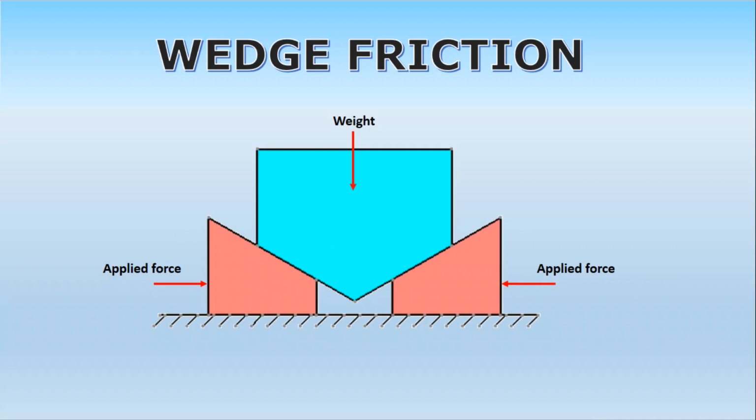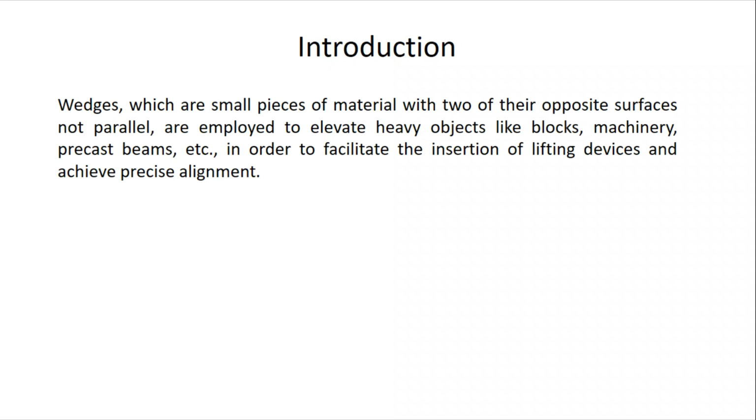Friction. So what is the wedge? Wedges, which are small pieces of material with two of their opposite surfaces not parallel, are employed to elevate heavy objects like blocks, machinery, precast beams, etc., in order to facilitate the insertion of lifting devices and achieve precise alignment.